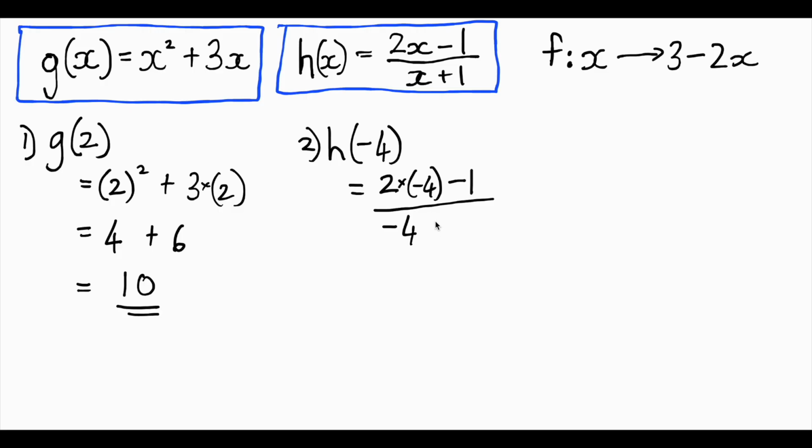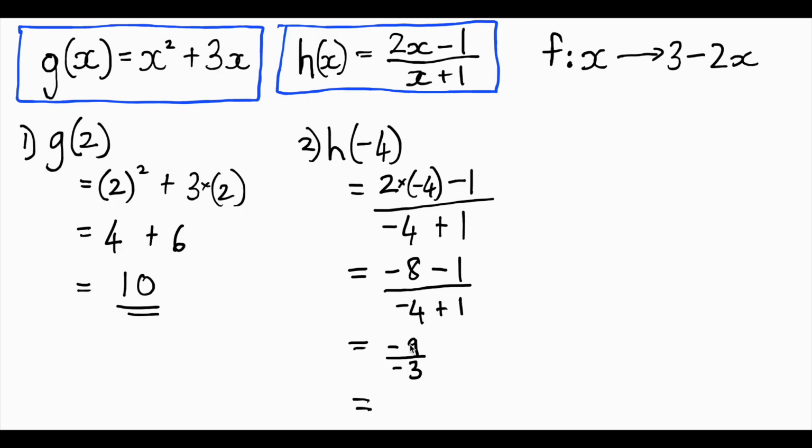What's next? Then we add 1. Now, what do we do now? We multiply 2 by -4. Excellent. So 2 times -4, a positive times a negative, gives us -8. And we subtract 1. So we're keeping with the same program. And then we have -4 plus 1. So essentially, -8 take away 1 will give us -9. And that will go over -4 plus 1, which is -3. So -4 plus 1 is -3.